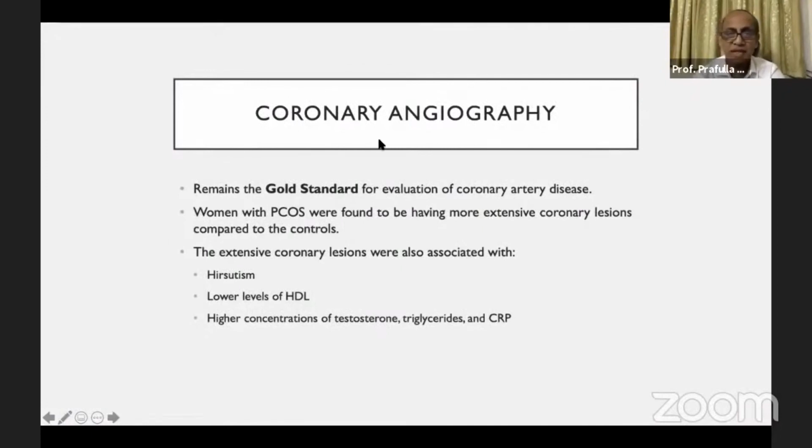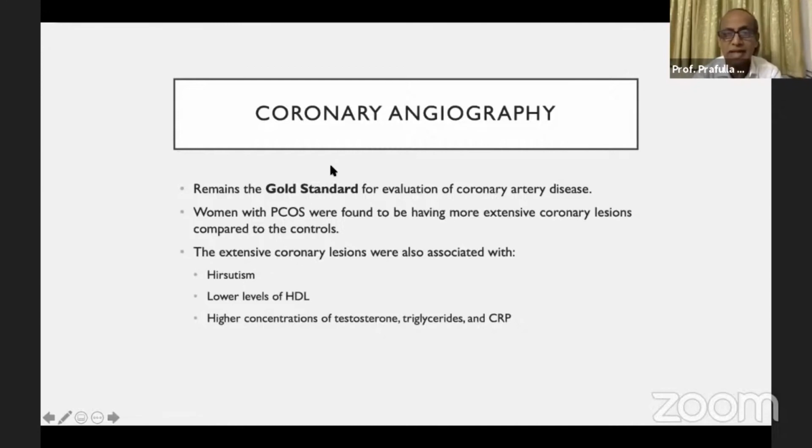Coronary angiography remains the gold standard, but a word of caution here: just because your calcium score was high, or there is some disease here and there, people land up ordering a coronary angiogram. There is a separate set of indications for coronary angiography, and if somebody orders a coronary angiography on this basis, then it defeats the purpose. We cannot get coronary angiography done for all, and that is not the way to go.